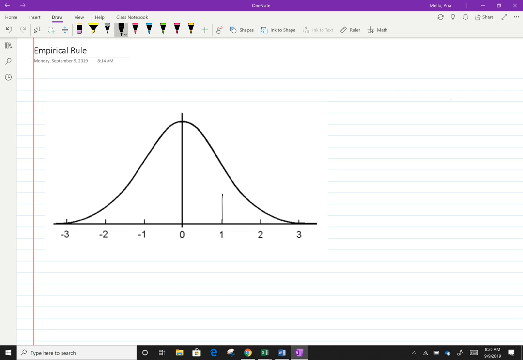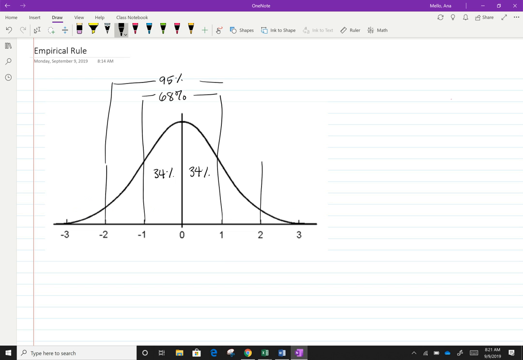The empirical rule says that 68% of your data fall within 1 standard deviation of the mean. If you take that 68% and split it in half, that means that you have 34% to the right or above the mean, and you have 34% below the mean. 2 standard deviations is 95% of your data. 95% of all of your data values are within 2 standard deviations.